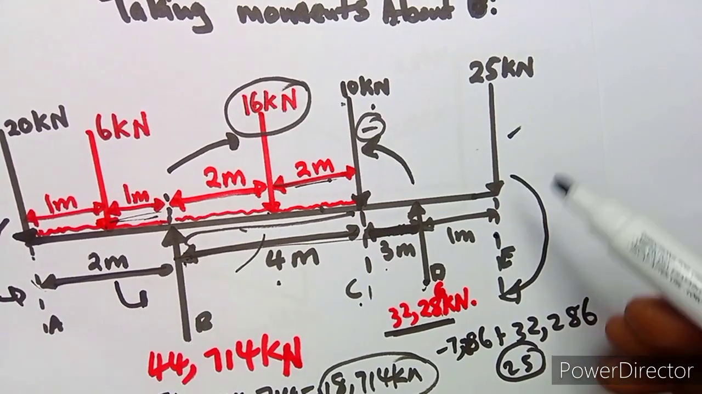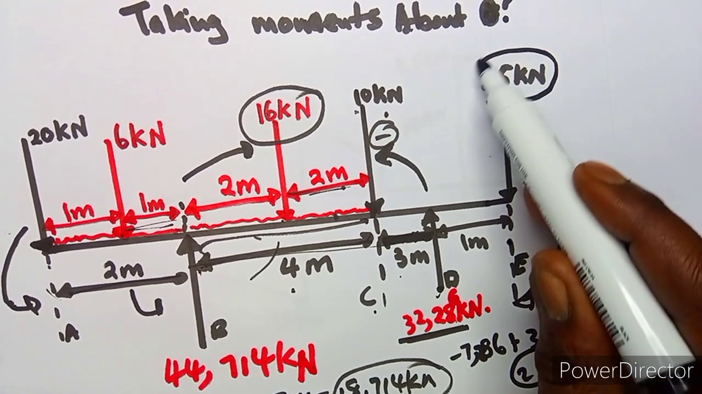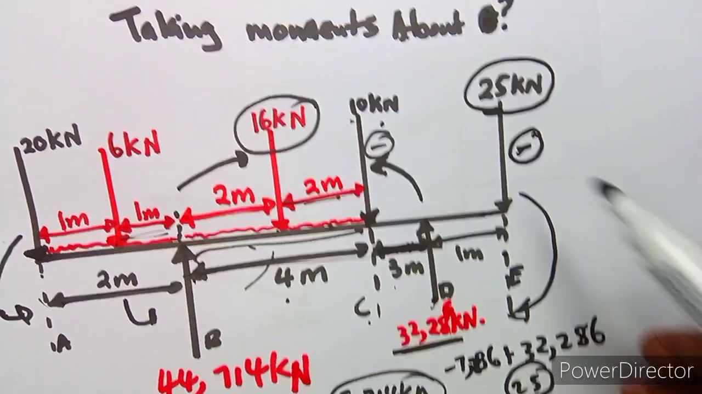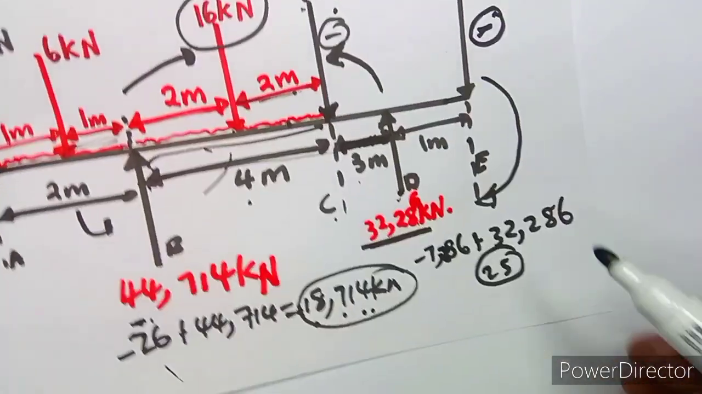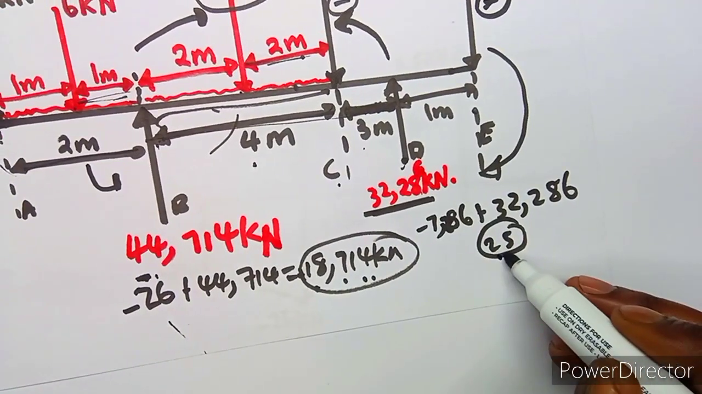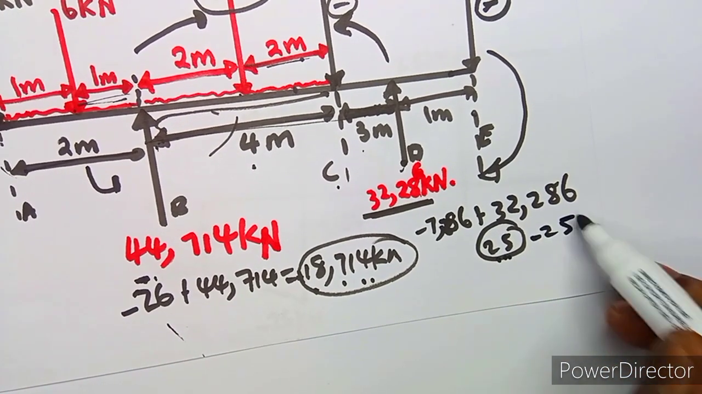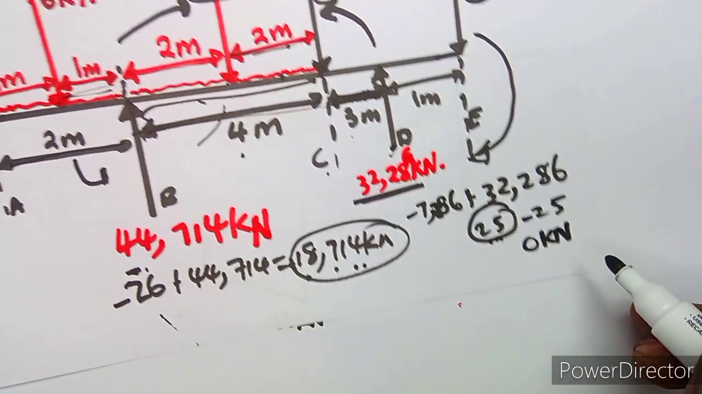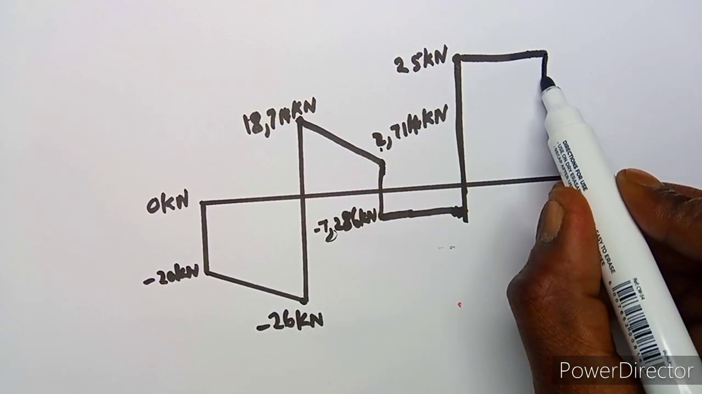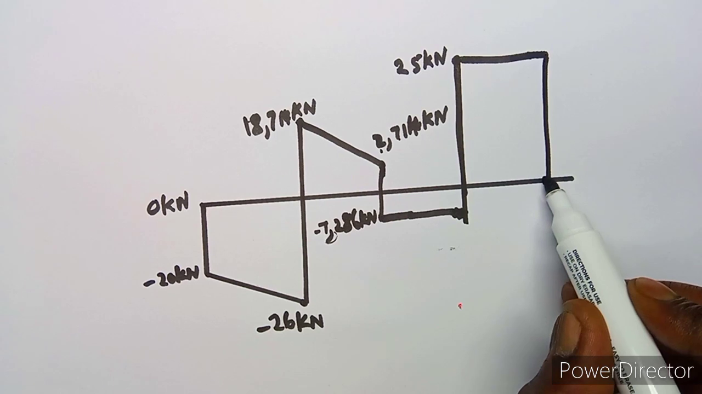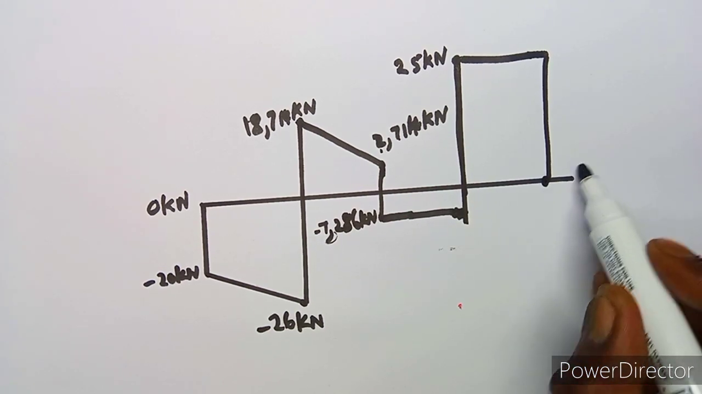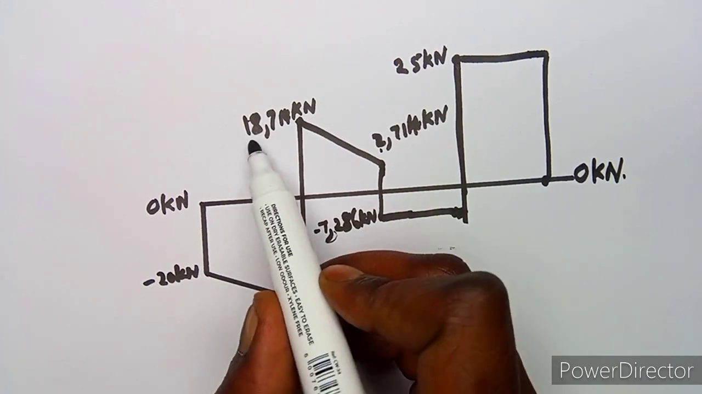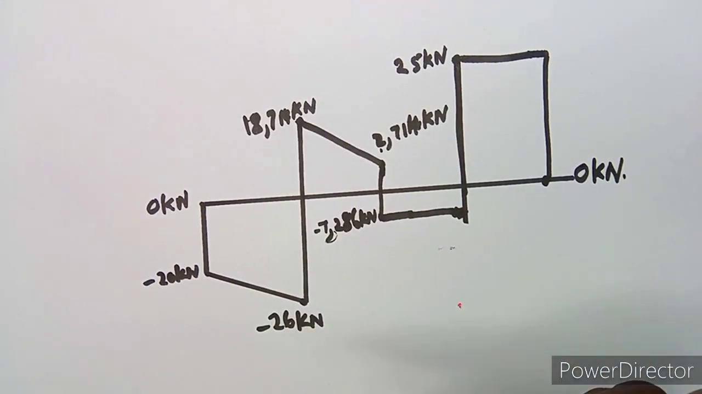After, at point E we have got a point load, which we know carries a negative because it's going down, so we're going to subtract 25. Where we are now at 25, we subtract 25, which means we are going back to 0 kilonewton. So this is going down to 0 kilonewton at this point. That's what we are going to have as your shear force diagram.